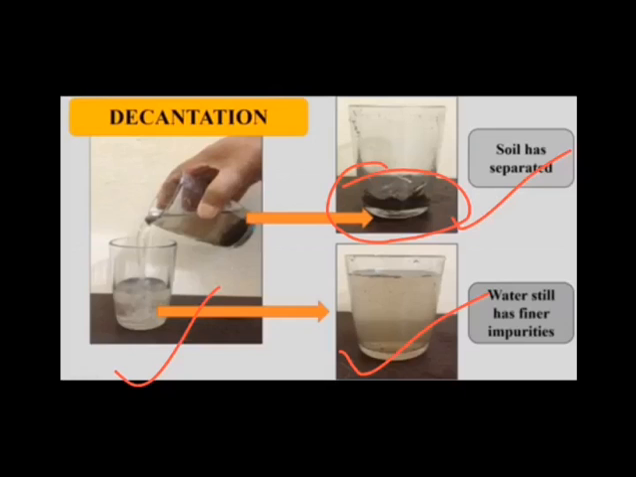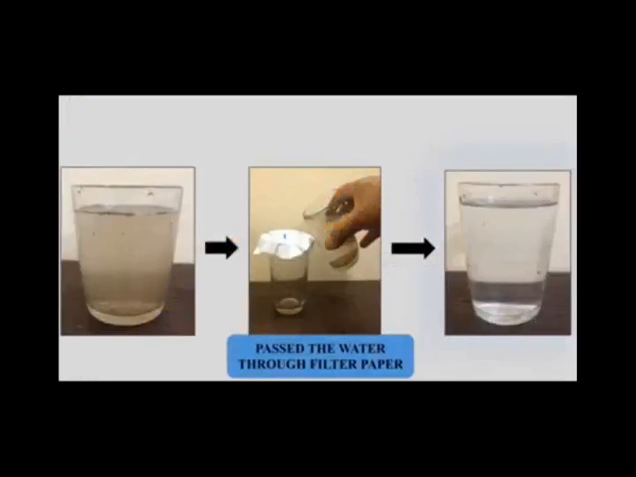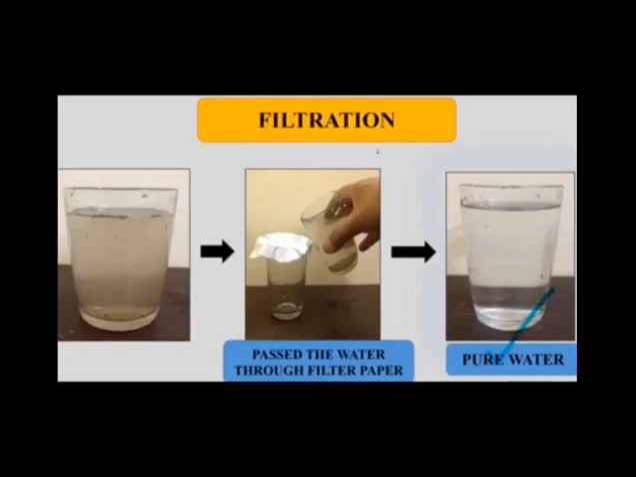Can you see these finer impurities? Now what will you do? We will put a filter paper over a glass and we will allow this liquid to pass through this filter paper, and this is what you will get. You will again get the pure water. So do you know what we call this process? This process is known as filtration.